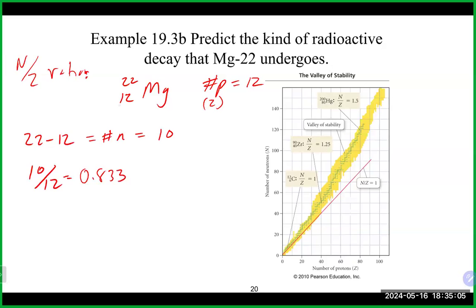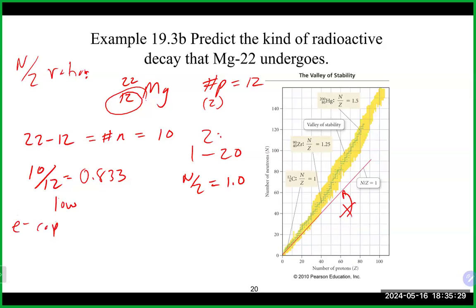Remember that this is an element between atomic numbers 1 through 20, and that means the acceptable ratio is 1 in this case. That means this is actually too low, so we do need to bring it up. Now, to do that, when we're too low we have the option of doing one of two things, either an electron capture or a positron emission, as we talked about.